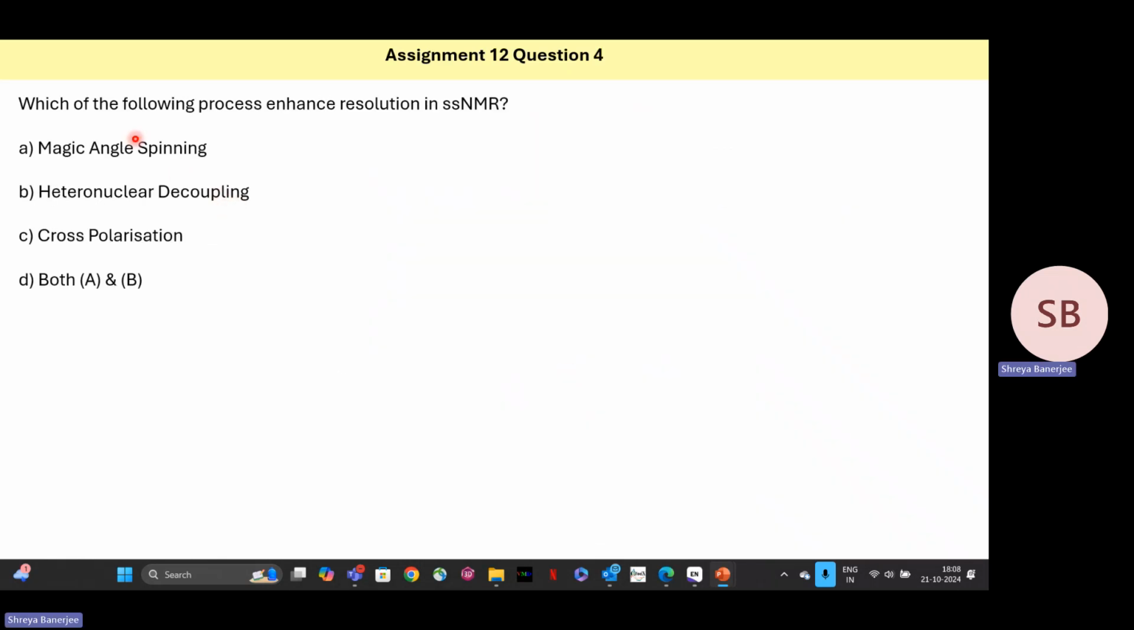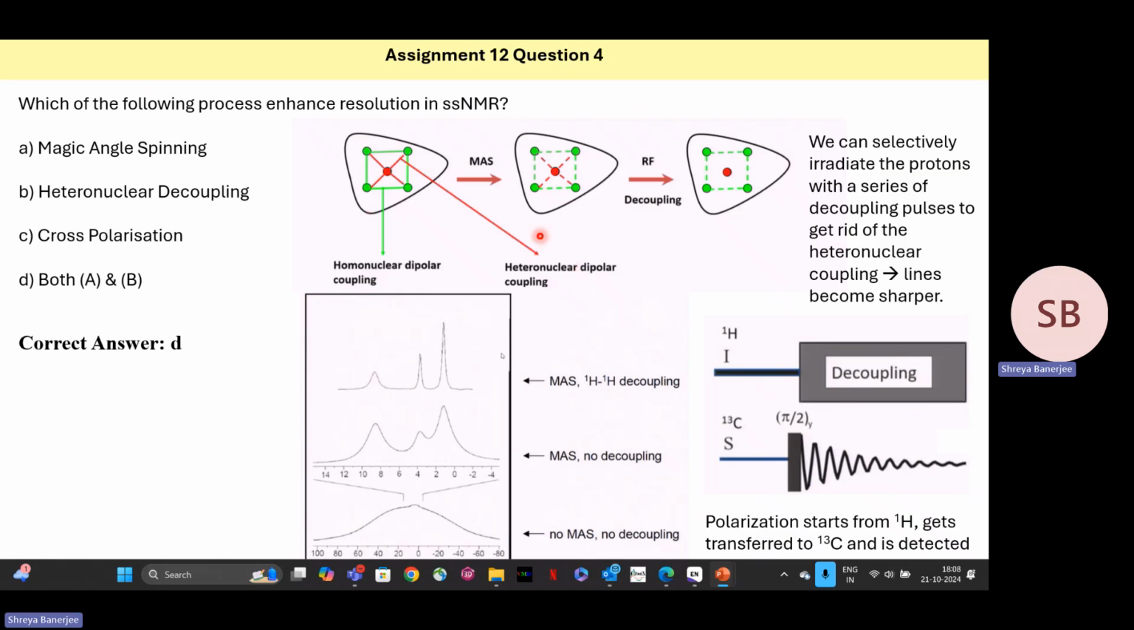The next question is asking, which of the following processes enhances resolution in solid state NMR? So now we will again look back to the concept we saw in the previous lecture. Suppose these green balls are the abundant nuclei like 1H, and this red sphere is the nuclei with less abundance like 13C. So you can have coupling between 1H and 1H, which is homonuclear dipolar coupling, and 1H and 13C coupling, that is heteronuclear dipolar coupling.